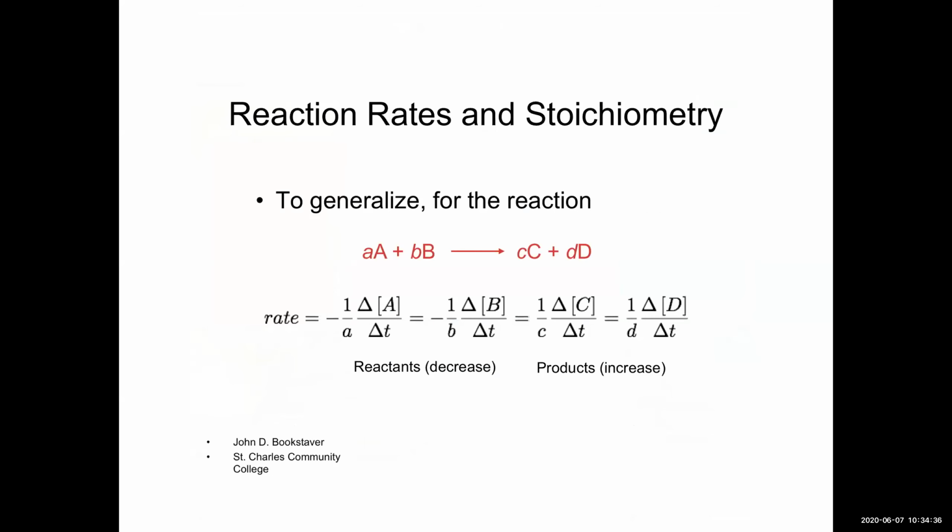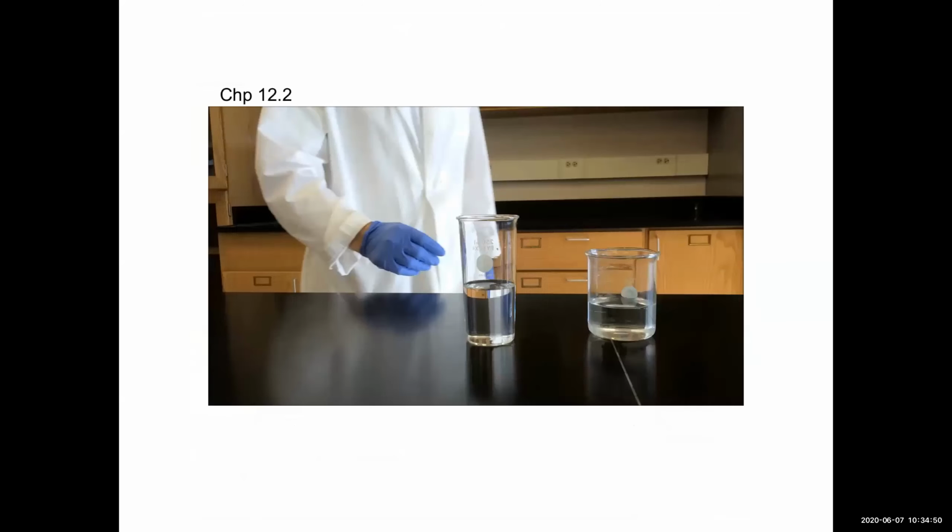Okay, so here's the relationships of the rates of the reactants compared to the products. Rates decrease, so they have a negative sign, and products increase, so they have a positive sign. So that's the end of section 12.1. So here's another reaction. I want to show this reaction here.